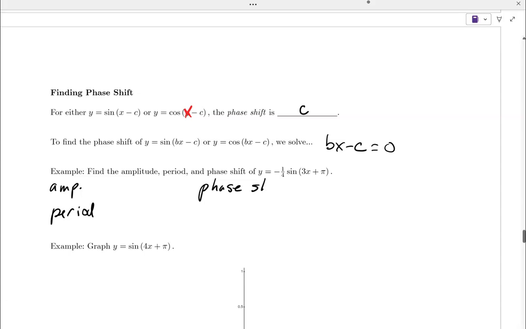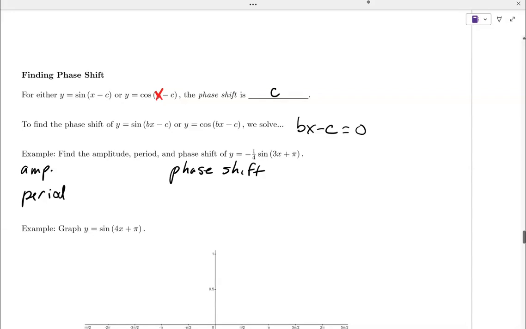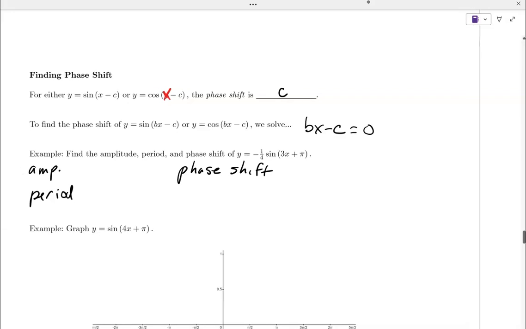The first example asks us to find the amplitude, the period, and the phase shift for this negative 1/4 sine of 3x plus pi. So amplitude and period we talked about last time. How do you find the amplitude? What do you look at? Good, the absolute value of that coefficient out in front of the trig function, right? So in this case, do absolute value of negative 1/4, which is 1/4. Remember, amplitude is always positive. So don't say the amplitude is negative 1/4.